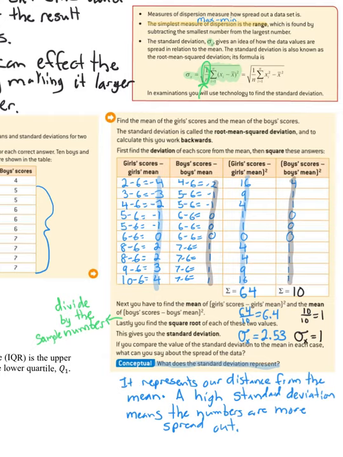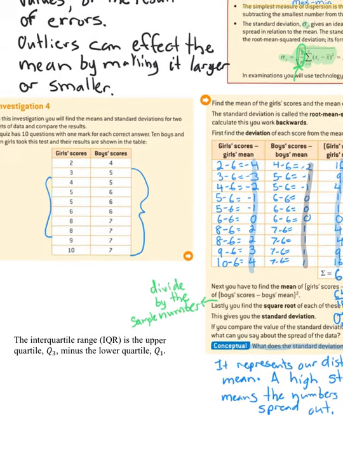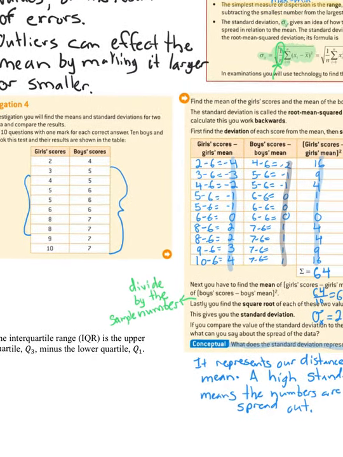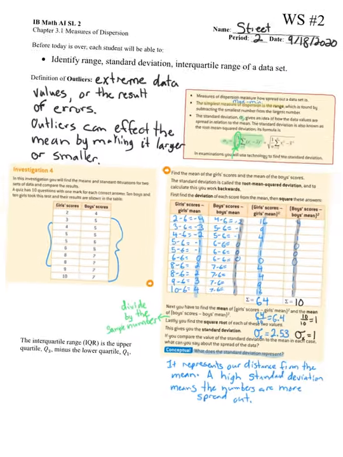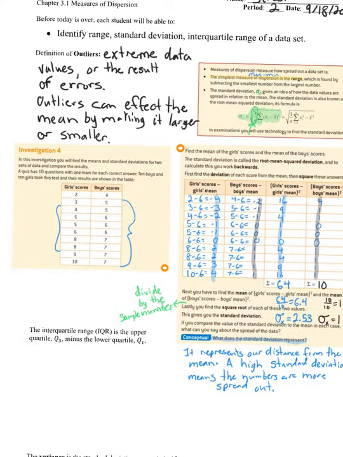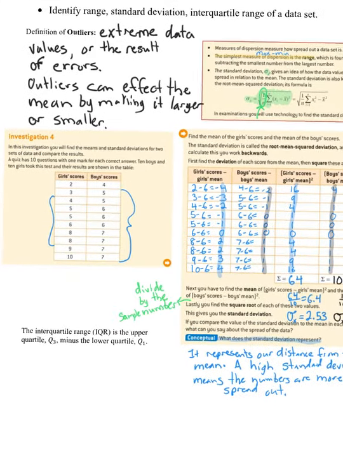Good. So that's where the standard deviation comes in. All right, the last thing I want to talk about on this first page is something called the IQR. We're going to use that a lot. We're going to start doing box and whisker plots next week, and we're going to use this IQR a lot. It's called the interquartile range.